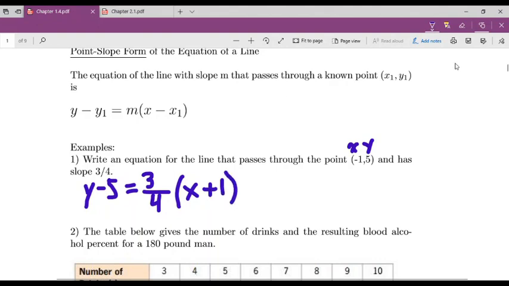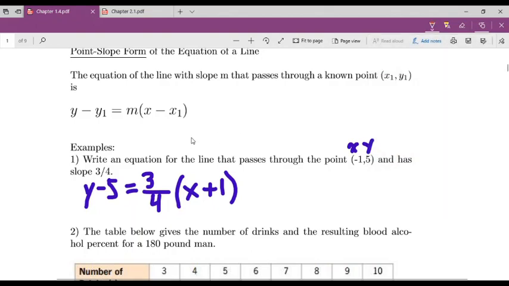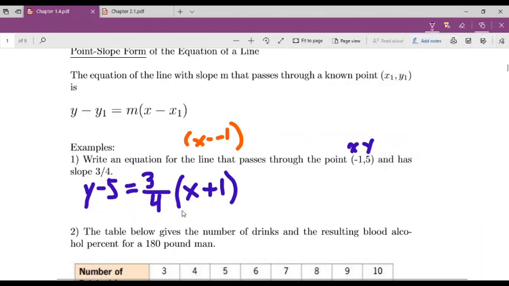Okay, and if you're a little unclear on that step, essentially what this was x minus a -1. Here, I just went ahead and simplified it in a single step and made it x plus 1. Okay, so your answer here is y minus 5 equals 3/4 times x plus 1. That's a point slope form.